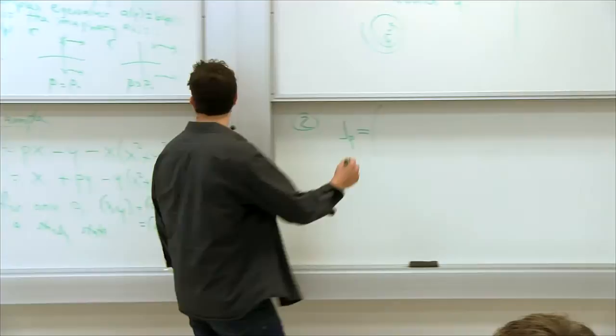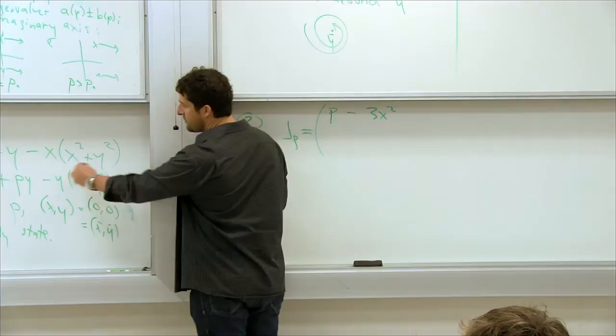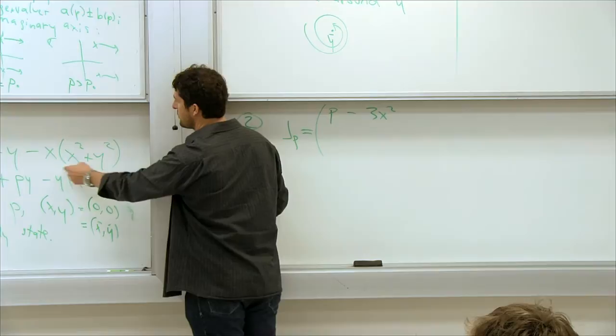P minus 3x squared. Okay, nice. So you multiply this basically in your head, right? So this is x to the 3, so it's minus 3x squared. And what else? Minus y squared.